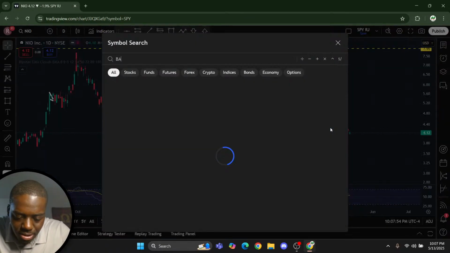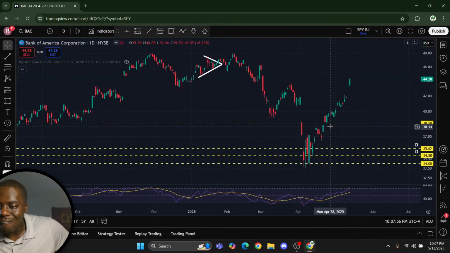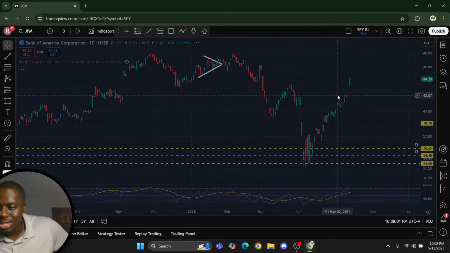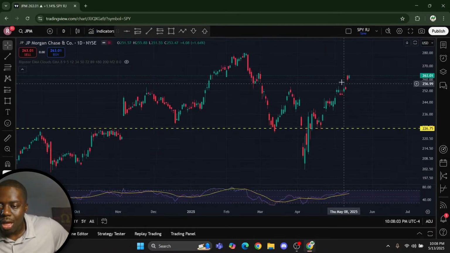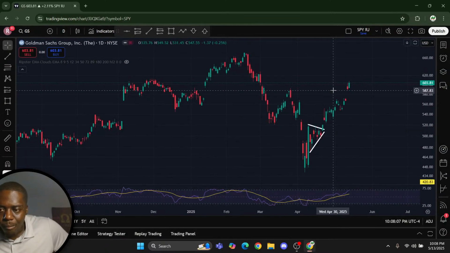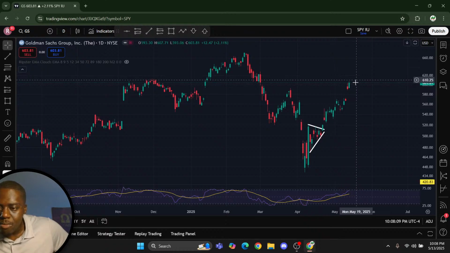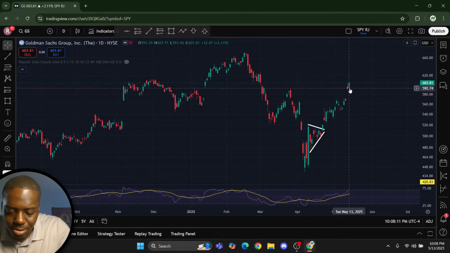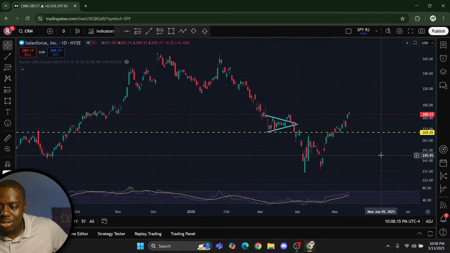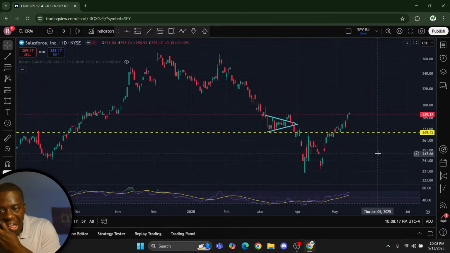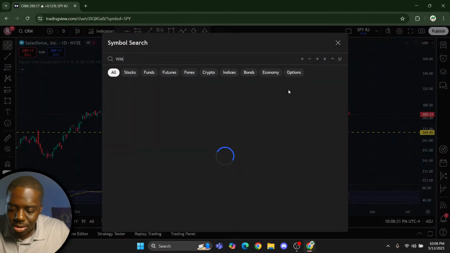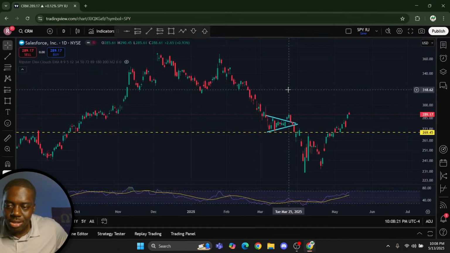Let's look at some bank stocks, man. BSC looks good. JPM looks decent. Goldman Sachs, okay. I'm just trying to think of stocks that I don't really look at too much. Let's see. Look at some Dow stocks. Waste Management.